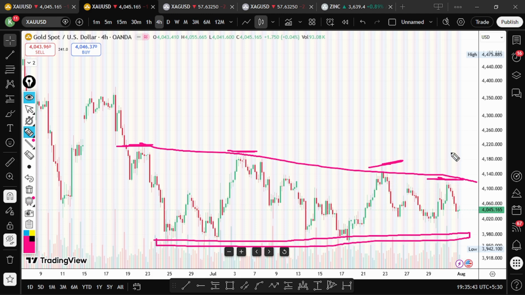If it breaks this trend line and retests, we'll go for a buying trade. If it comes down here with a retest, there will be a good selling trade.